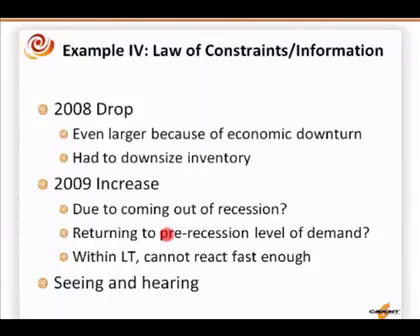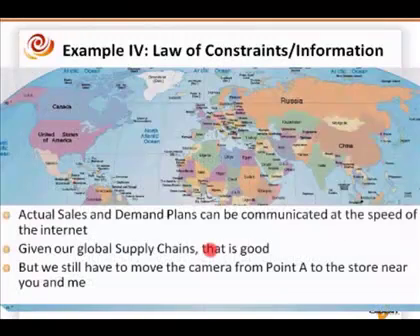Now in the fourth quarter of 2009, I don't know, are we coming out of the recession? Are we returning to a pre-recession level of demand? We can't tell, but we're seeing spikes in demand sporadically and within companies that we work with, and anecdotally we're hearing from other people that we meet at professional meetings and talking to in general, that these spikes are happening within lead time for product produced in Asia. The company can't react fast enough. This is what we're seeing and hearing.